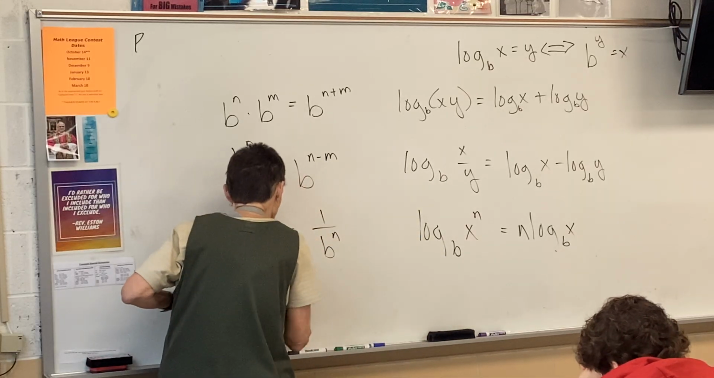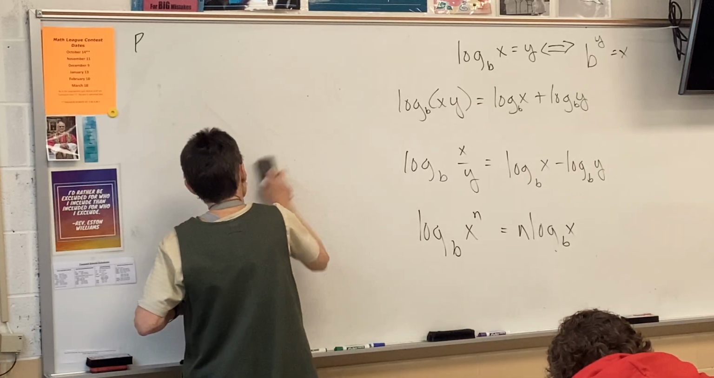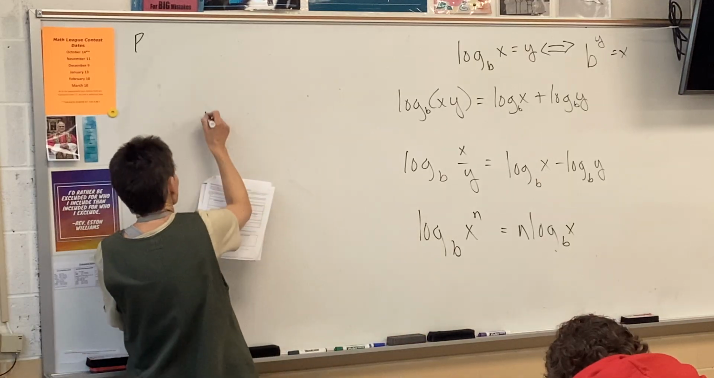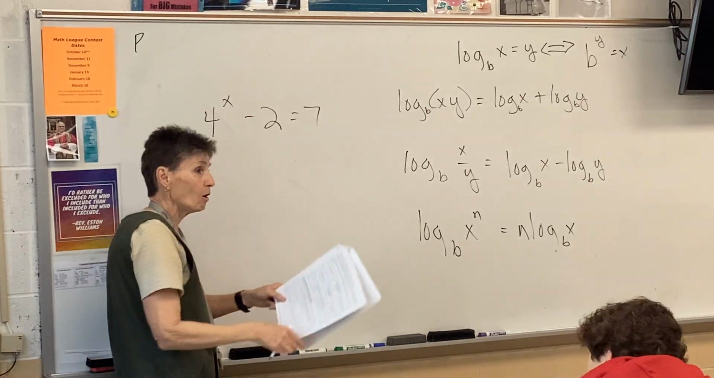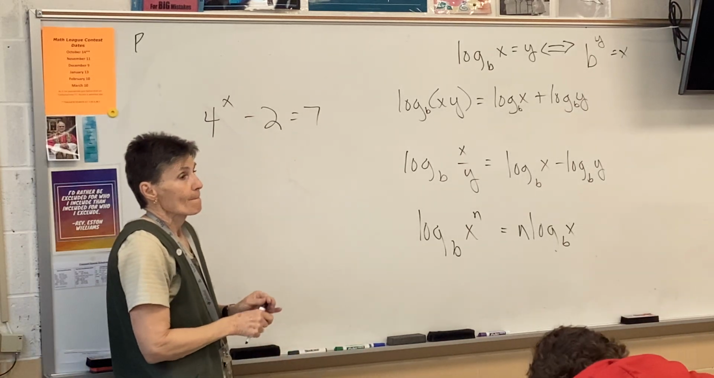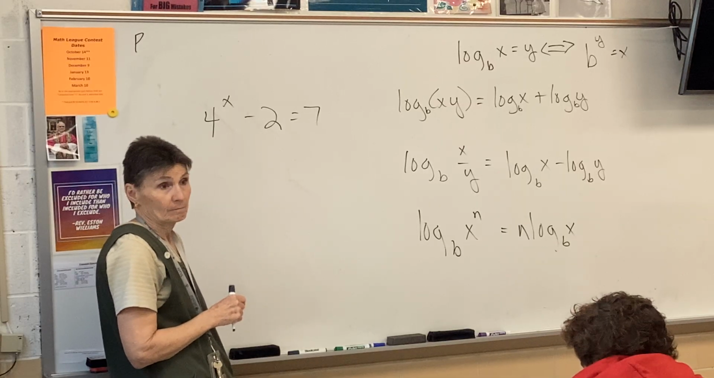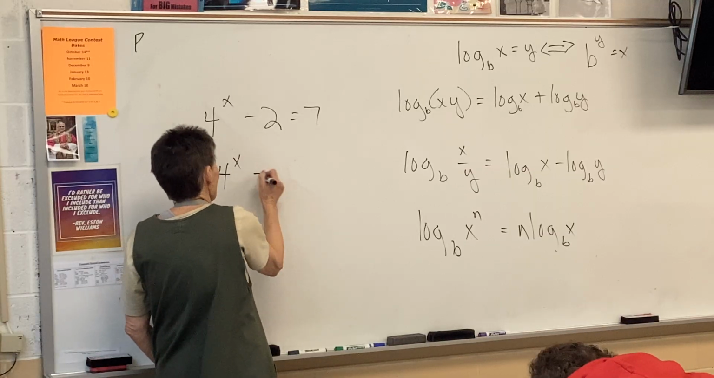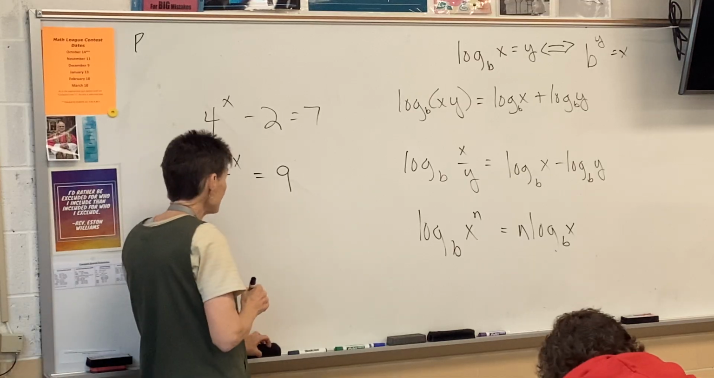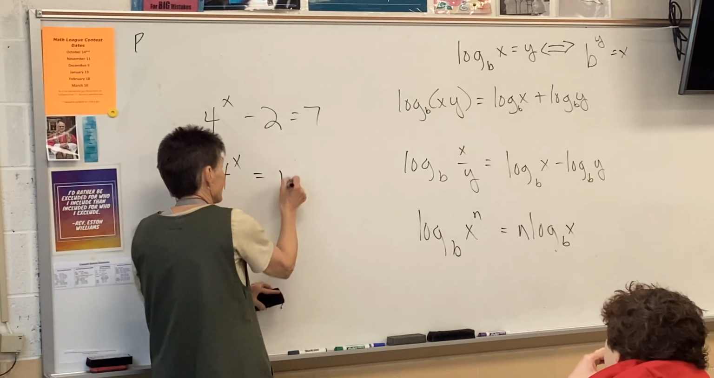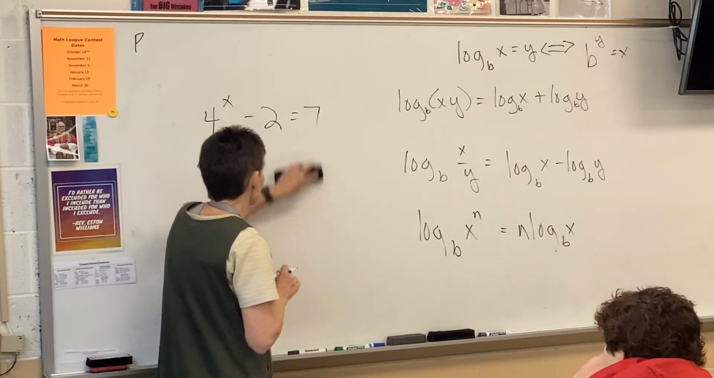Go down to example 1. Here we go. This is a review problem. I know it's in the new section notes, but we've already done this kind of thing. 4 to the x minus 2 equals 7. Your job is to solve this equation. What do you think we should do first? Move the 2 over. So 4 to the x equals 9. Now, if this number right here had been a 16, life would be perfect. But it's not. It's a 9.